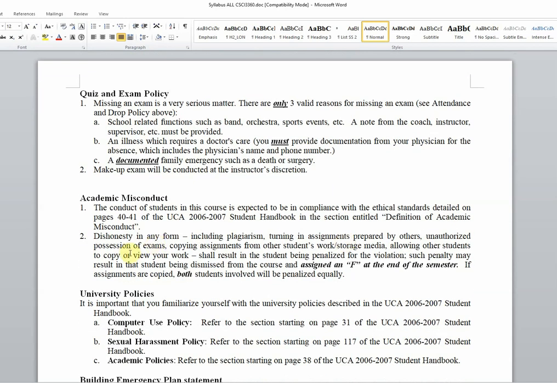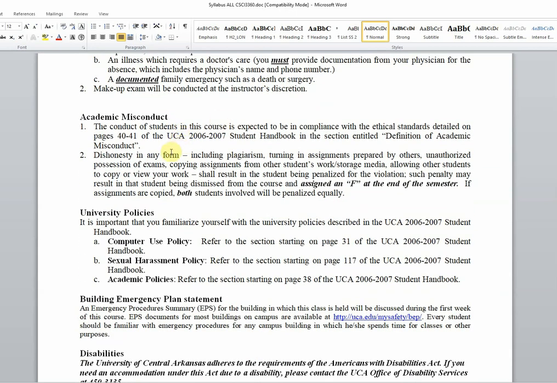Quiz and exam policy. Missing an exam is a very serious matter. There are only 3 valid reasons for you to be absent, which we have just discussed. A makeup exam would be conducted by the instructor's consent. There are several other regular things listed in the syllabus. Please read about that. Academic misconduct: don't do anything stupid, please.